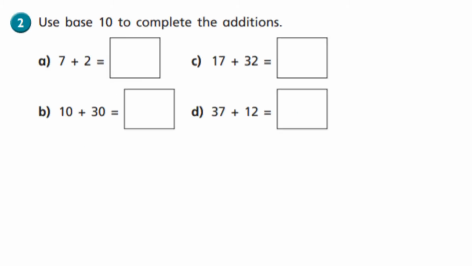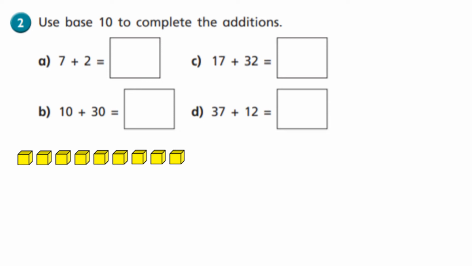Okay, on your sheet again, you have a question here. It says use base 10 to complete the additions. Base 10 is the same as our deans. I'm happy for you to draw these out if you want to, or you can use what I'm putting on the screen. So, I'm going to show you 7, add 2, and altogether I have 1, 2, 3, 4, 5, 6, 7, 8, 9. So 2a, I can say, is 9.